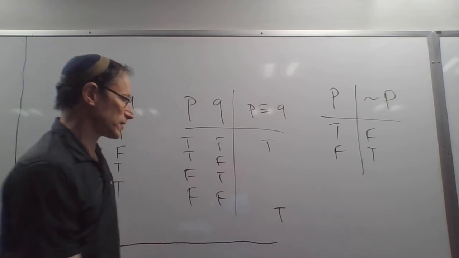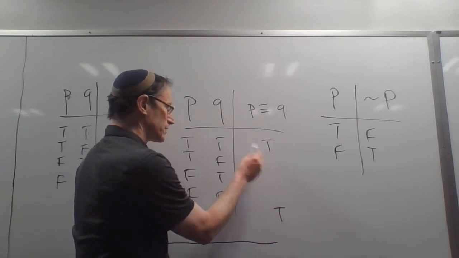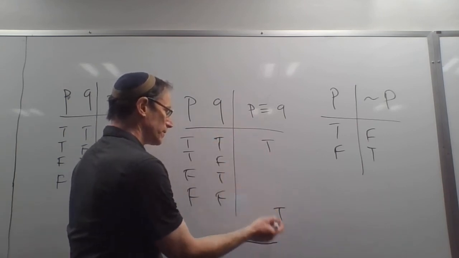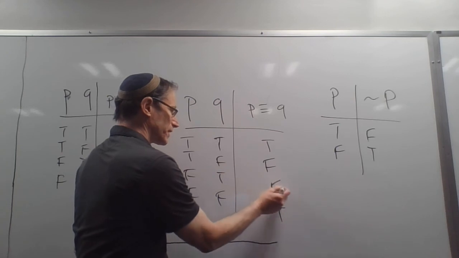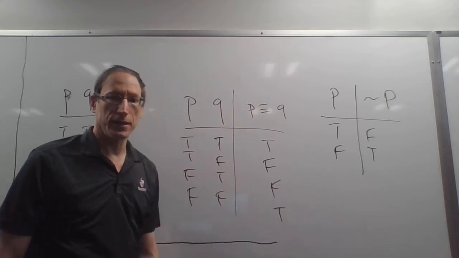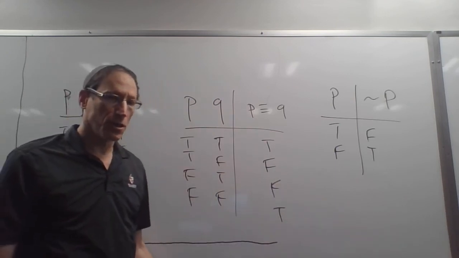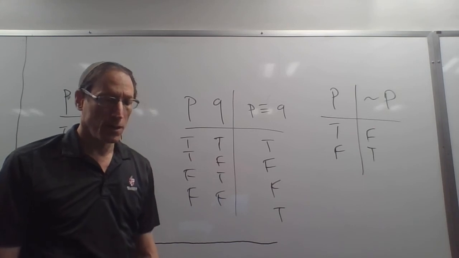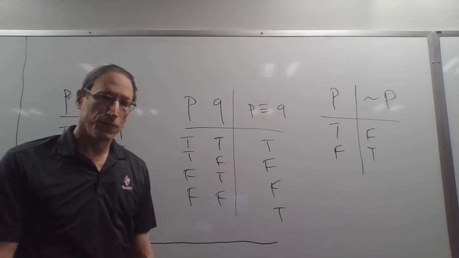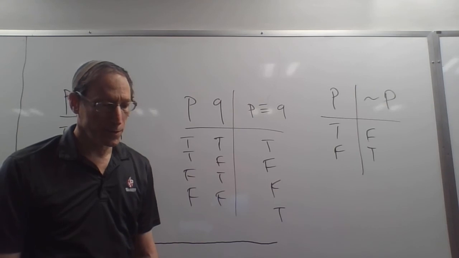If they're both false, that's fine. It's going to be true on the top row and true on the bottom row, and it's going to be false on the second and third rows. So that is the definition of the biconditional. Okay, again, this is review because it's been a while since we've been doing these things.